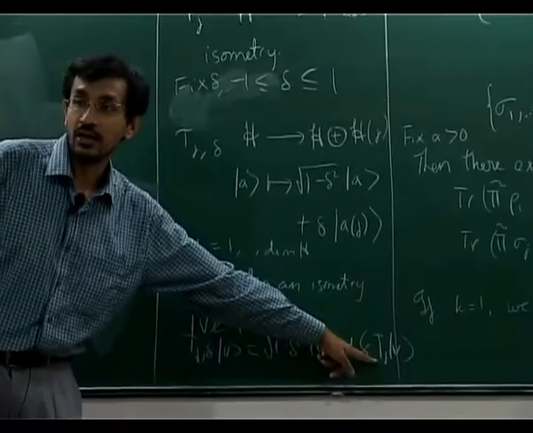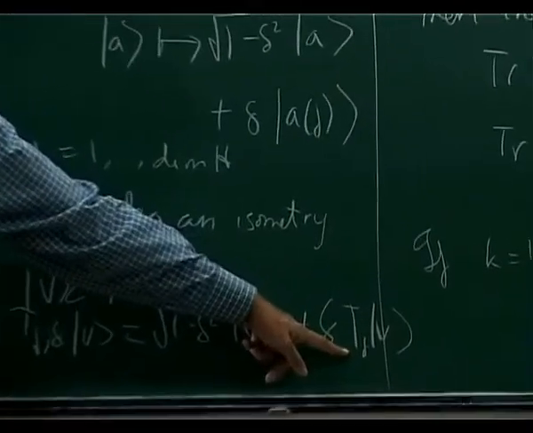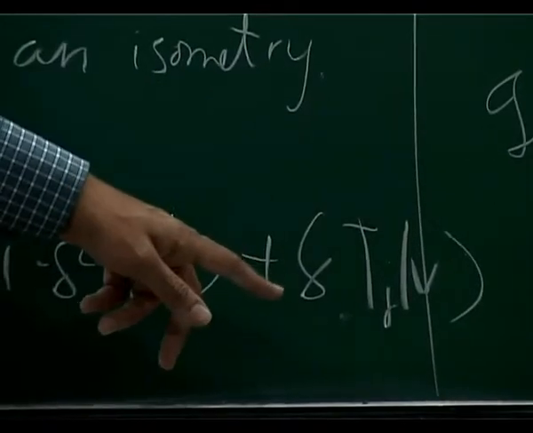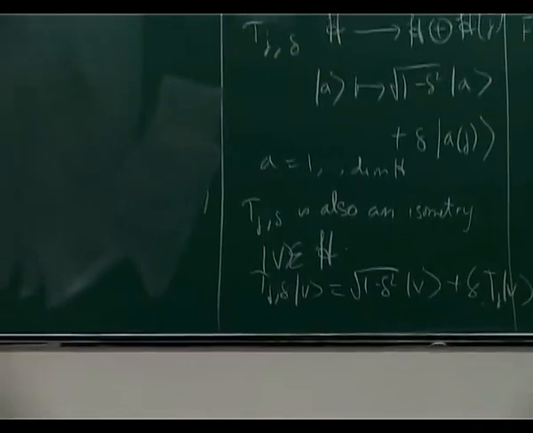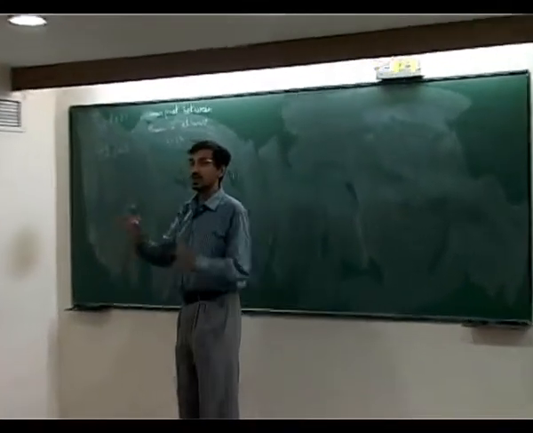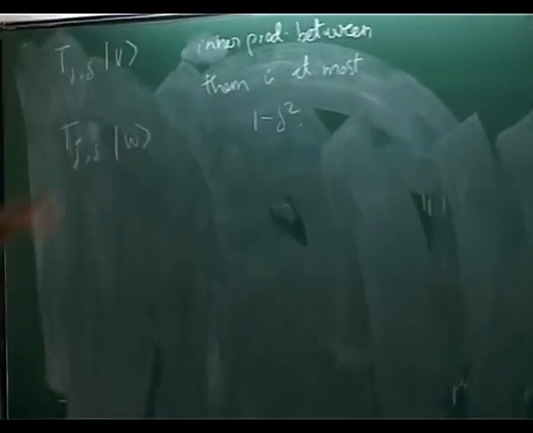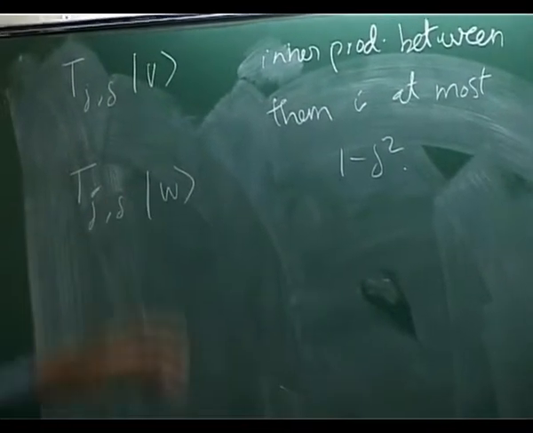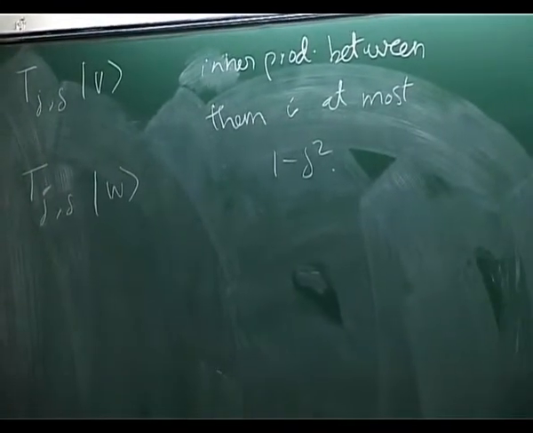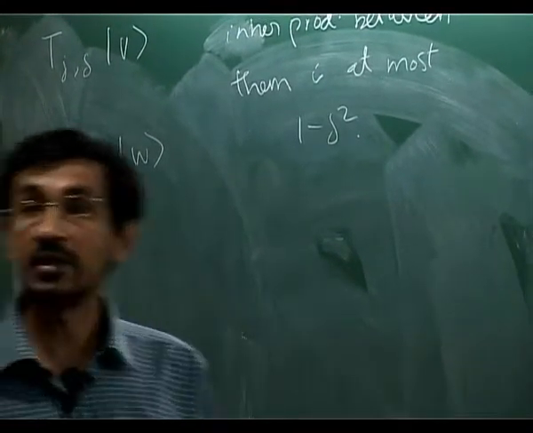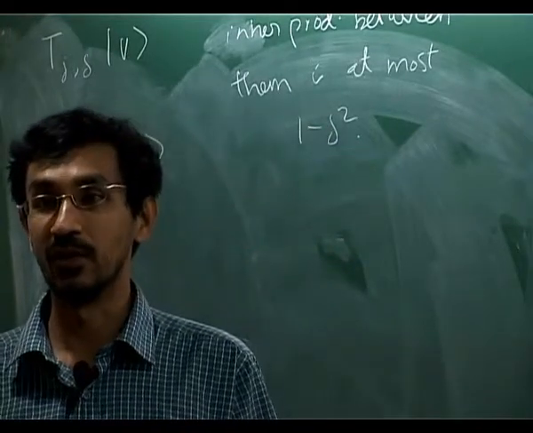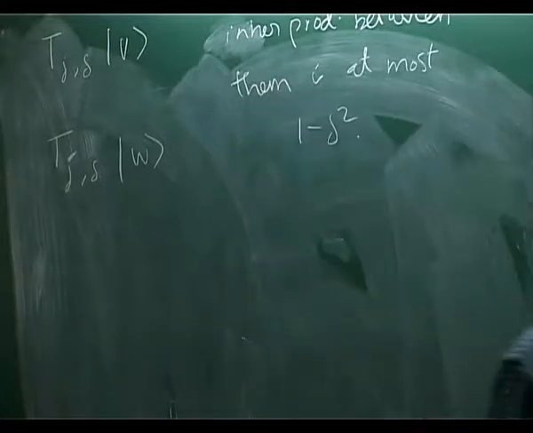The inner product contribution only comes from this part. The jth part lies in Hj, and for the other one it lies in Hj prime, and they are orthogonal. So the overlap comes from here. Now I know that none of the angles can be very small. The inner product is at most 1 minus delta square, bounded away from 1. To maximize that, V is equal to W, so that's the closest they can come. In general, it's even worse.